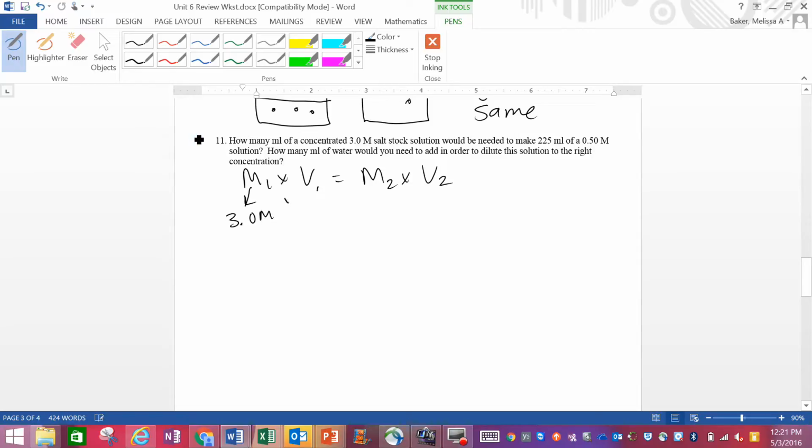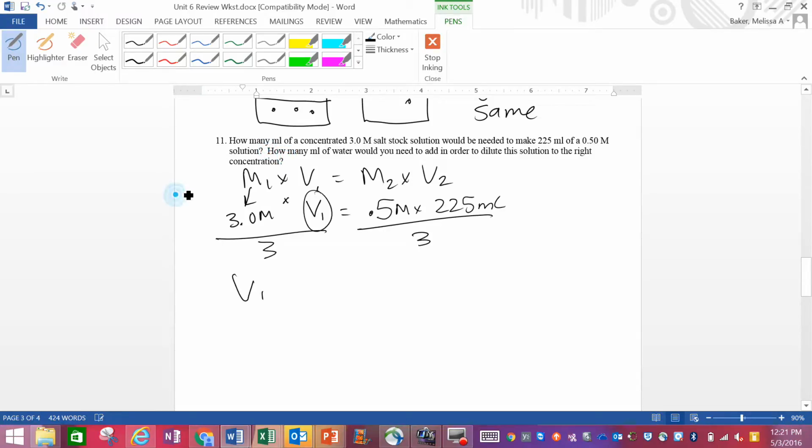I'm going to figure out my mystery of how much I need to have for my total volume, because I want to make a 0.5 molar solution and I want to make 225 milliliters of it. So I'm going to get V1 by itself. I'm going to divide both sides by 3, and V1 comes out to be 37.5 milliliters of stock solution.